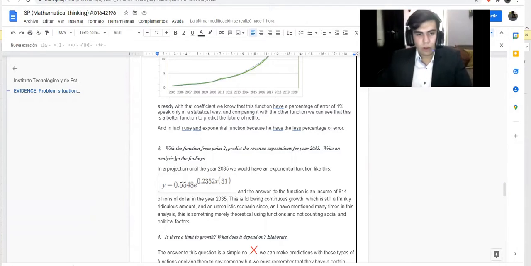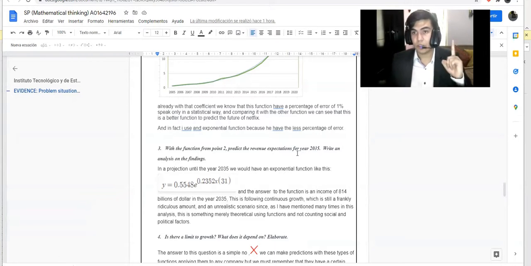We are going to go with the third question. With the function from point 2, predict the revenue expectations for year 2035. Write an analysis on the findings. We know that the year 2035 is a future year. We don't really know what the earnings of this company are right now.